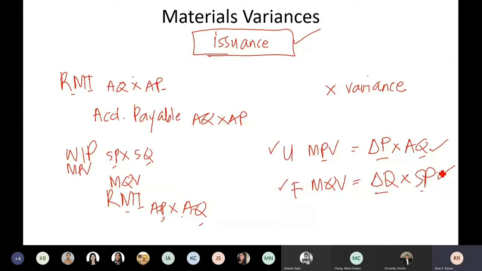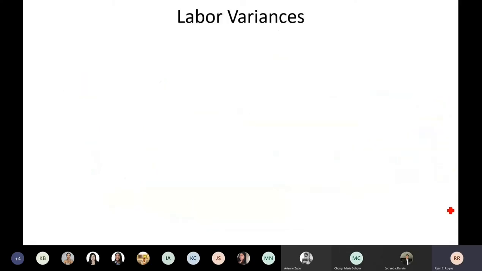Itong sa issuance, magkamukha ng formula. Pero anong difference? Ang actual quantity na nandito ay issued. Okay? Because at the time of issuance, that's the time that you measure the price variance. Okay? That's for materials. So for labor, I think it would be easy for us na ma-establish na yung formula.